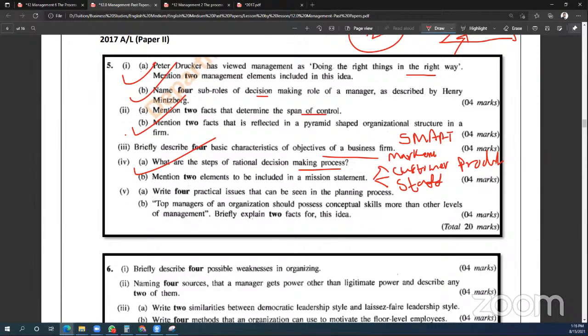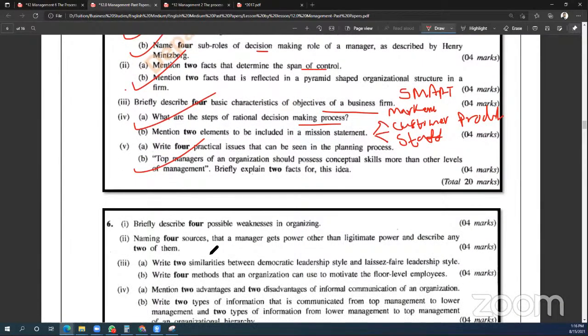Top managers of an organization should possess conceptual skills more than other levels. We discussed this again. They have to make corporate plans, strategic decisions, and policy development, and all of these need conceptual skills, not technical skills. No doubt with that.